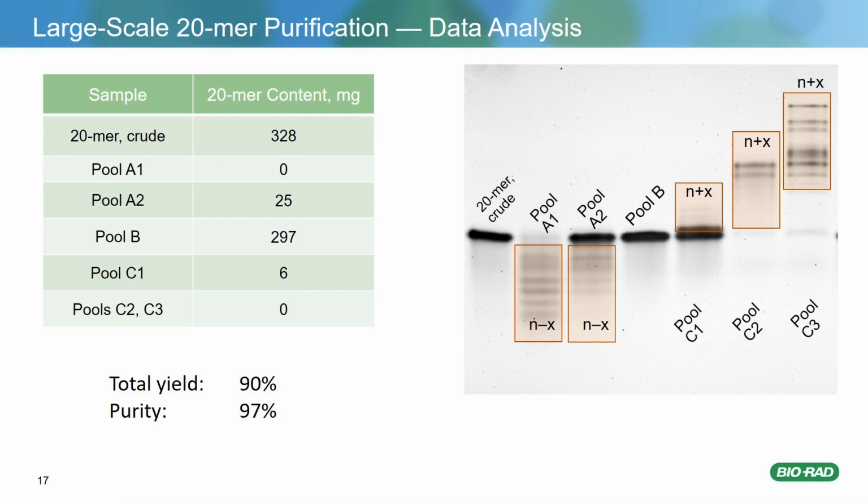So a total of 328 mgs of crude 20 mer was loaded. Pool A1 contained 0 20 mer. Pool A2 had 25 mgs. And Pool B contained 297. The overall yield was 90% and the purity was 97%. And this lines up very closely to the results that we're seeing in the smaller scale purifications.